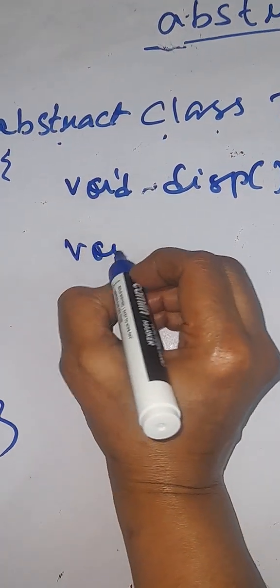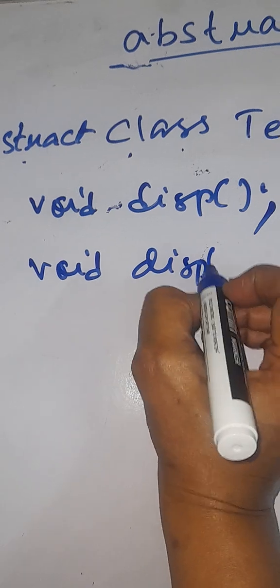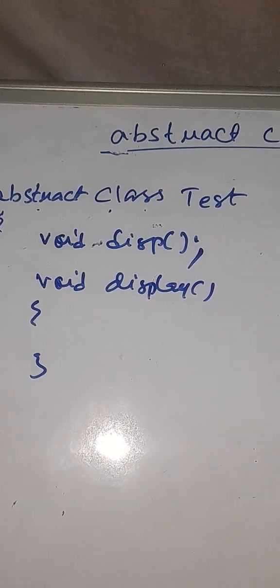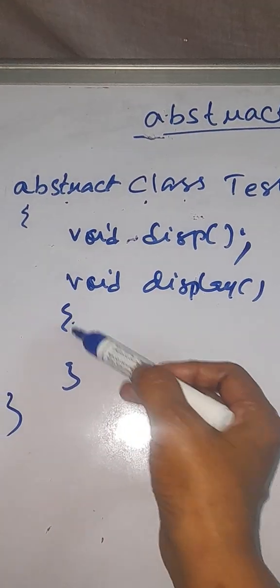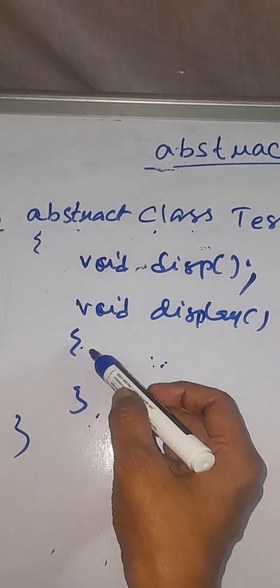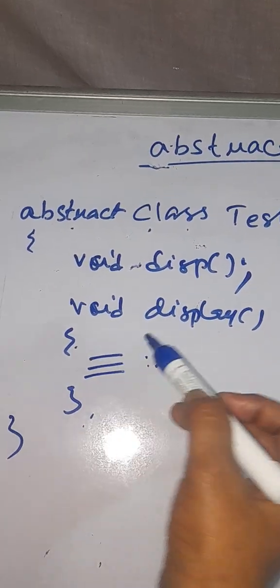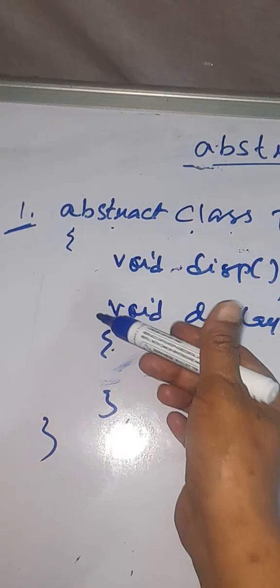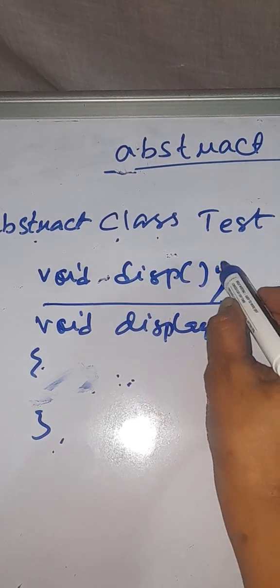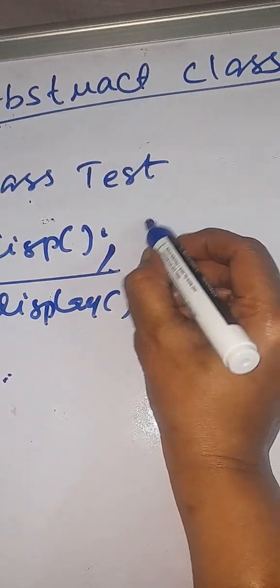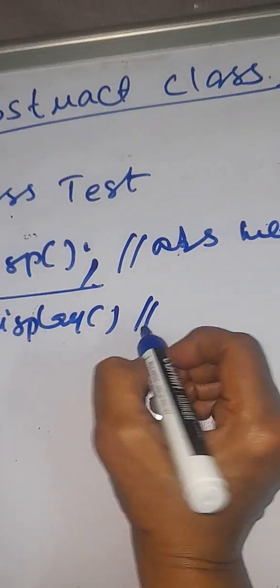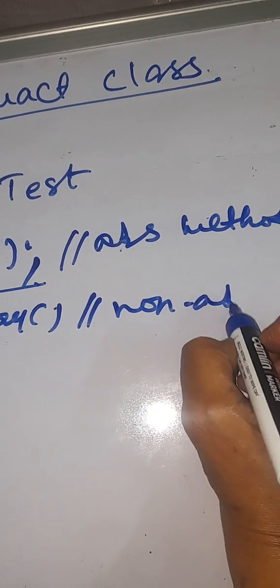And if your method is like this, maybe display, maybe you don't declare any statement within the method, but you use these two braces, that is also a non-abstract method. This is not an abstract method. Whether or not you write statements within the method, if you use these two braces, it is a non-abstract method. An abstract method means you only use the signature and put a semicolon. That is known as an abstract method, and this one is the example of a non-abstract method.